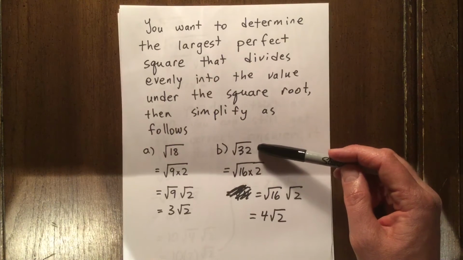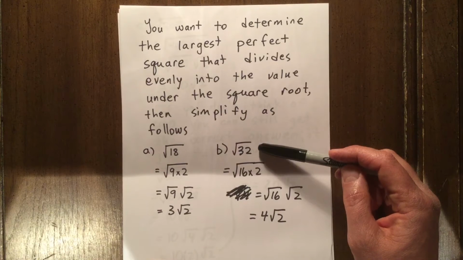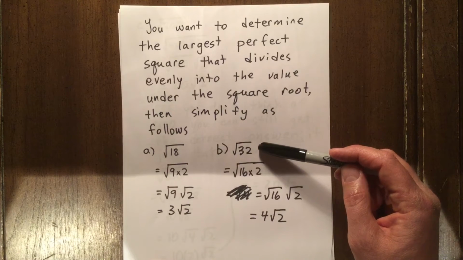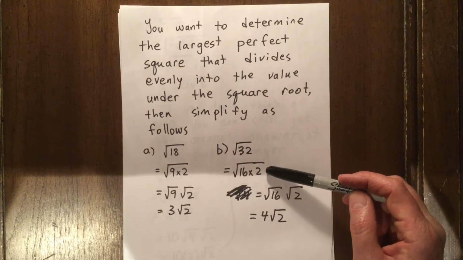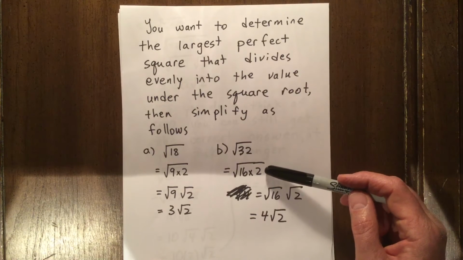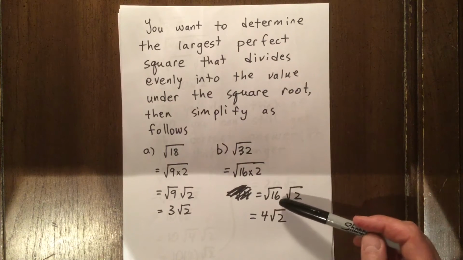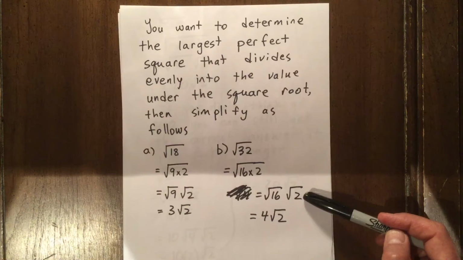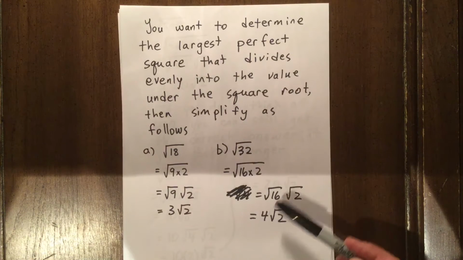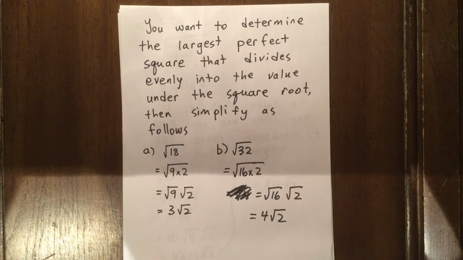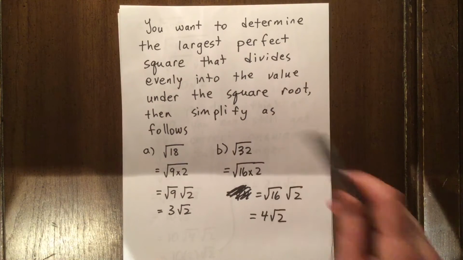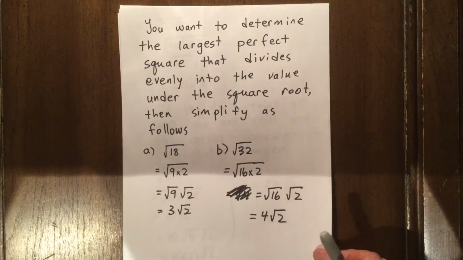Another question is root 32. Well, I can see that 16 is a perfect square that divides evenly into 32, so I can re-express it as the square root of 16 times 2. And the square root of 16 times 2 can be re-expressed as the square root of 16 times the square root of 2, and the square root of 16 is 4. And I've just simplified from root 32 to 4 root 2.